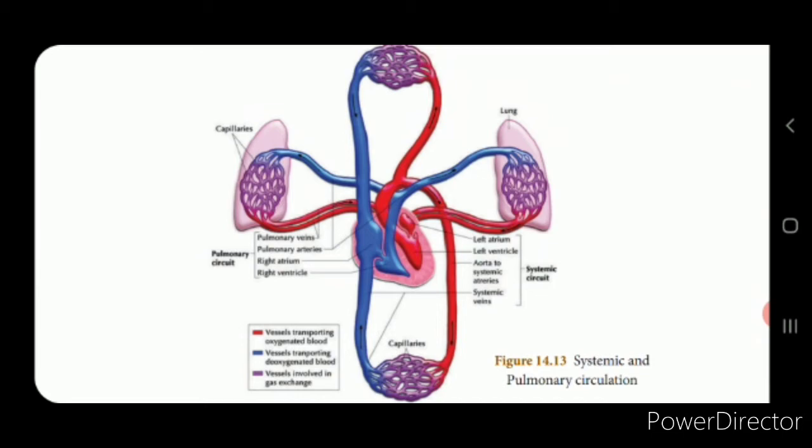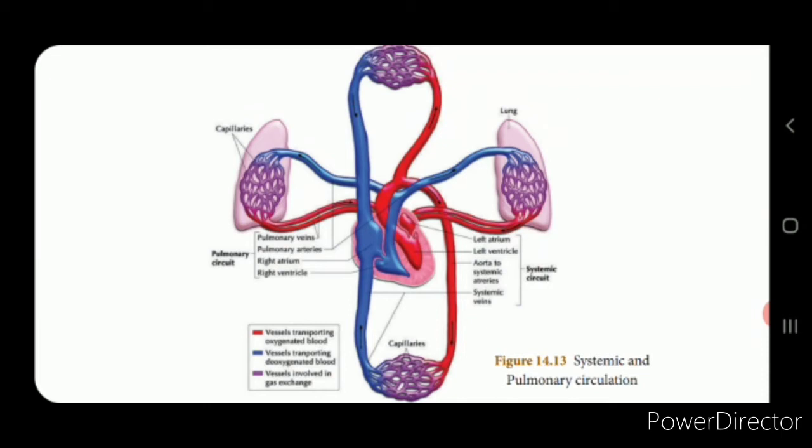Now let's see what is the systemic circuit. Circulation of the oxygenated blood, now from where is it done? It is done from the left ventricle to the various parts of the body, isn't it? And the deoxygenated blood has to return from different parts of the body to the right atrium, isn't it? Now the aorta carries the oxygenated blood to all parts of the body, isn't it? So this is called the systemic circulation.